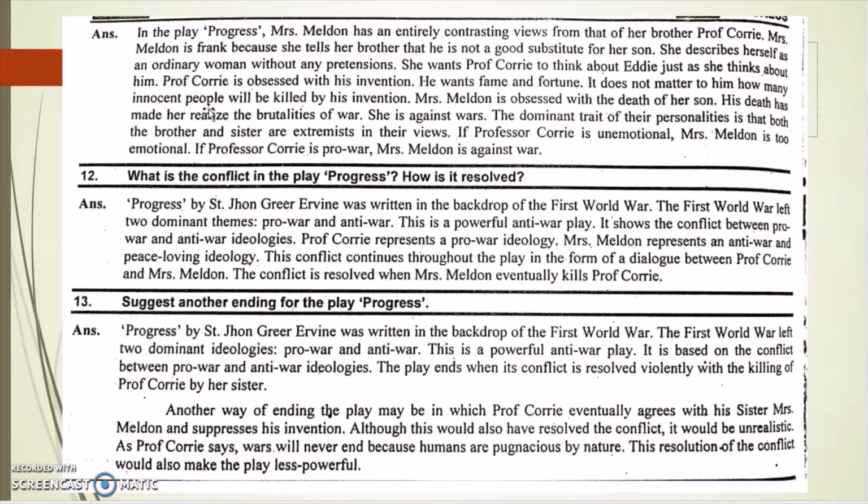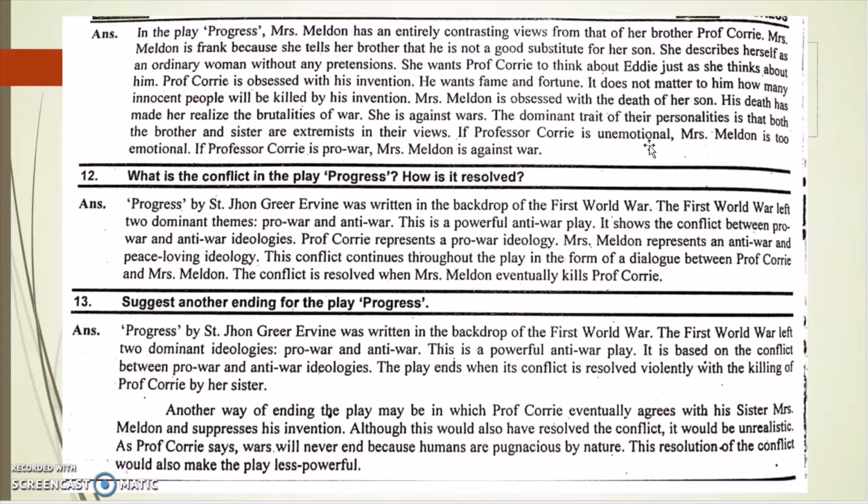Professor Corey, on the other hand, is obsessed with his invention. He wants fame and fortune. He wants money. It doesn't matter to him how many innocent people will be killed by his invention. Mrs. Melton is obsessed with the death of her son. His death has made her realize how brutal war can be. She is against wars. The dominant trait of their personality is that both the brother and the sister are extremist in their views. So Professor Corey is on one extreme and Mrs. Melton is on the other.